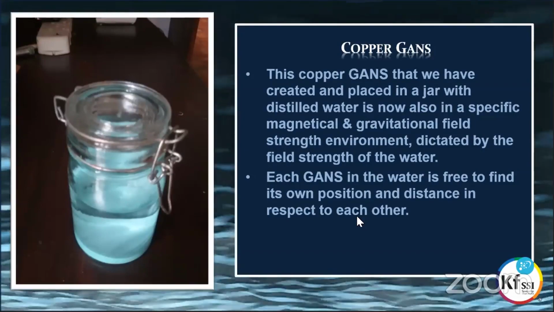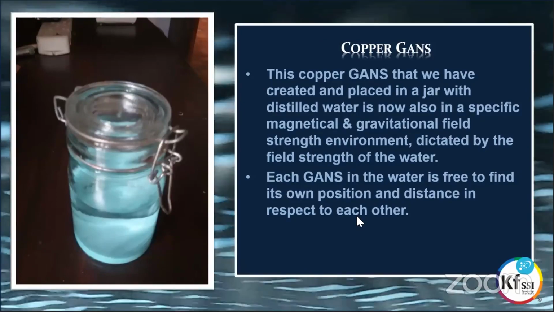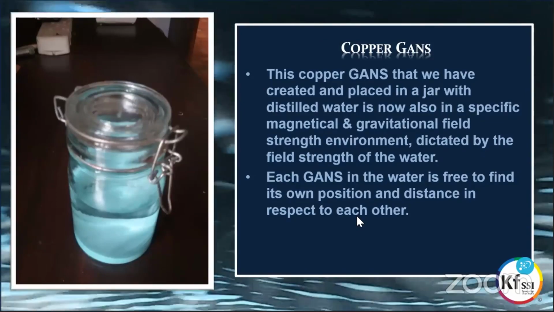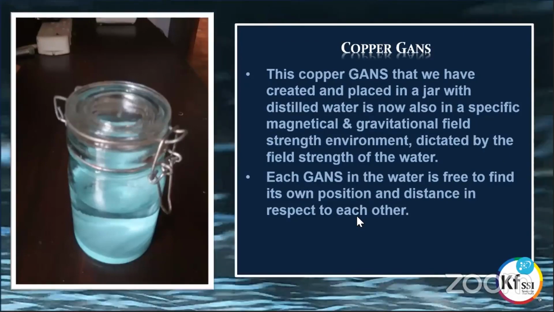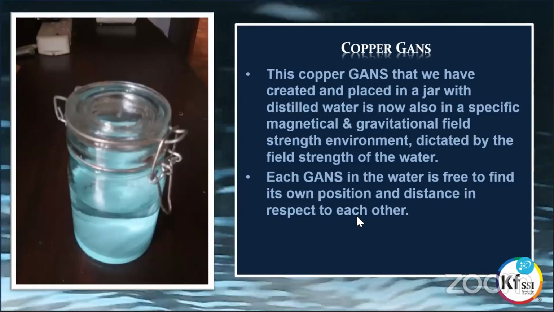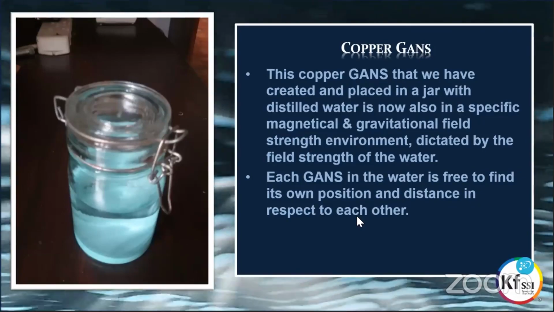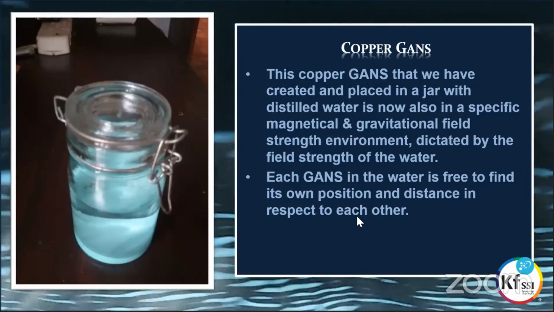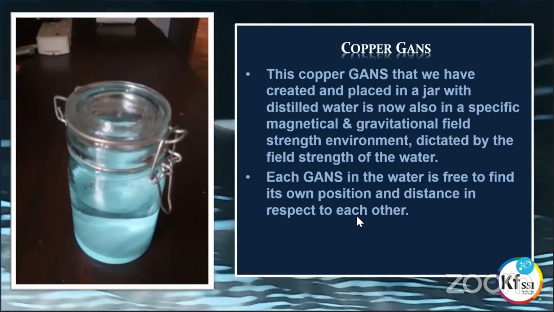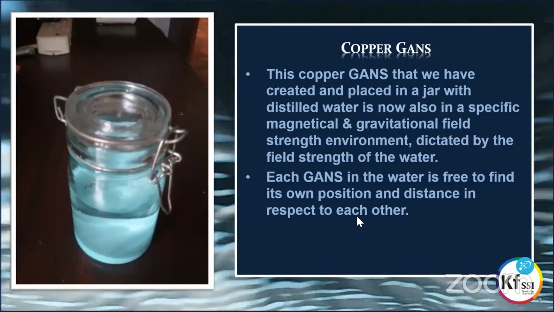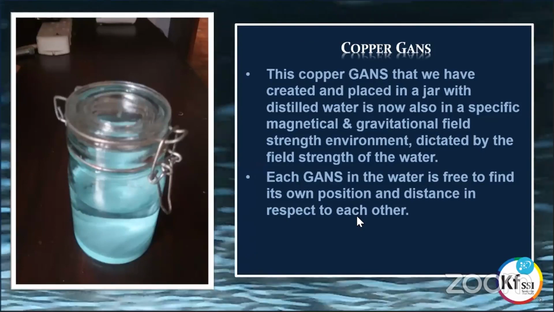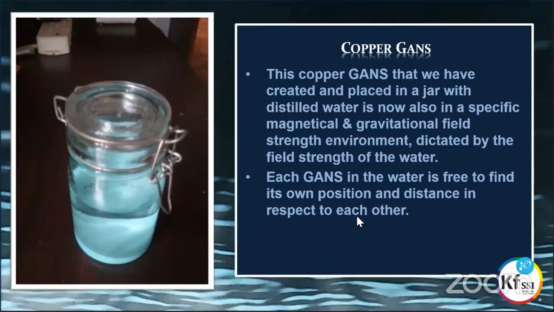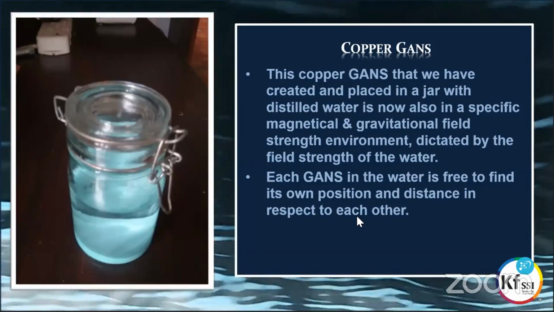So each GaNs in the water is free to find its own position and distance in respect to each other in that water. And that's why when you look at the GaNs, it's always very fluffy and flowing in that water, because if you view each little GaNs as a tiny little magnet, when you shake your bottle up, it finds its position and takes a long time to settle. Each GaNs is different because we've now placed it in the environment of the water.